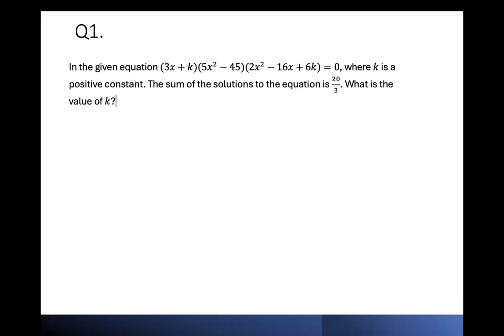In the given equation, (3x + k)(5x² − 45)(2x² − 16x + 6k) is equal to 0. That's the key, where k is a positive constant. All the variables and instructions they give you in the question, take care of it. The sum of the solutions is equal to 20/3. That is your key. What is the value of k? How will you approach this question?